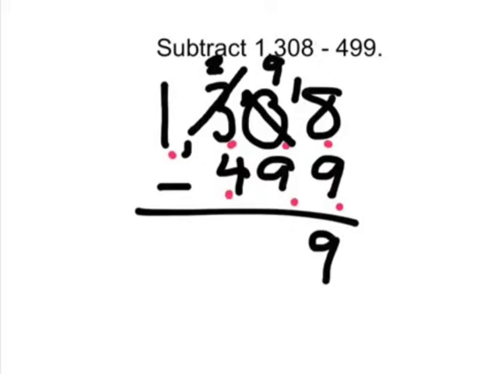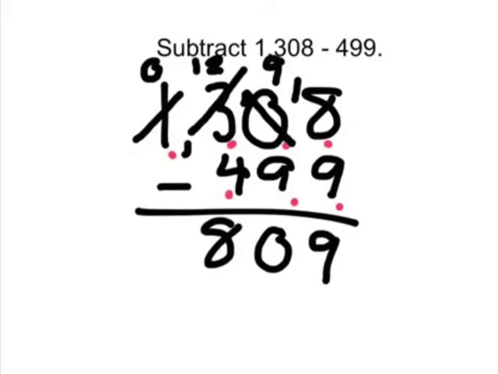Now we go to the tens column, we got 9 minus 9 is 0. We've got in the hundreds column 2 minus 4. We can't do that. We can't take 4 from 2. So we borrow from the 1, which becomes a 0, and the 2 becomes a 12. So that's going to be 8. So our final answer is 809.